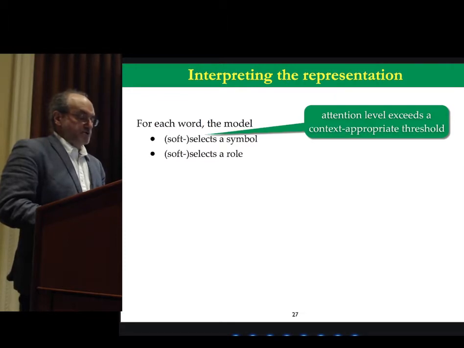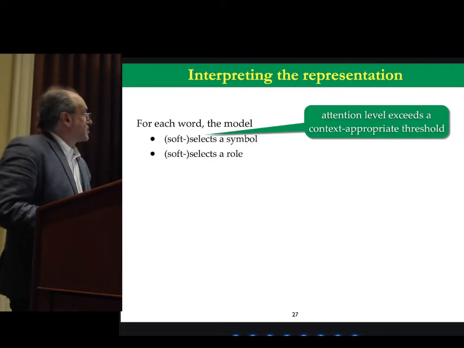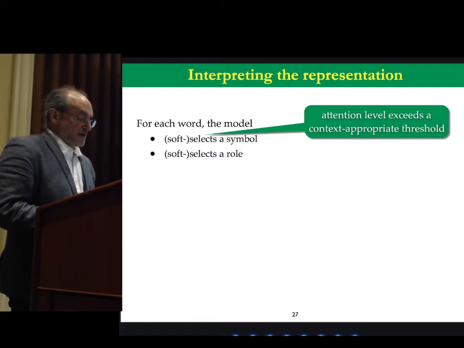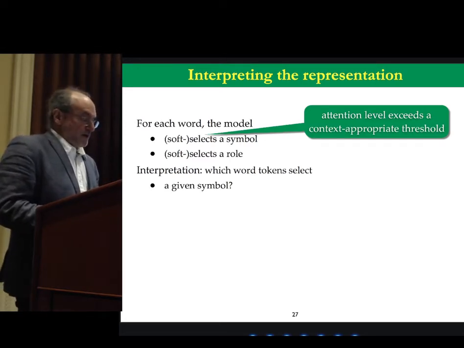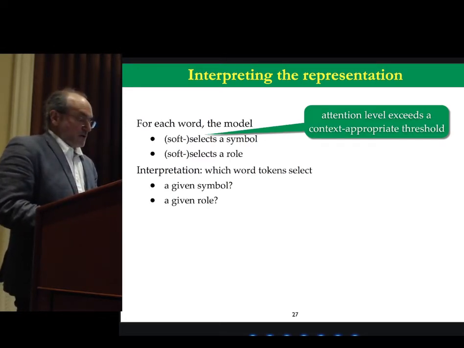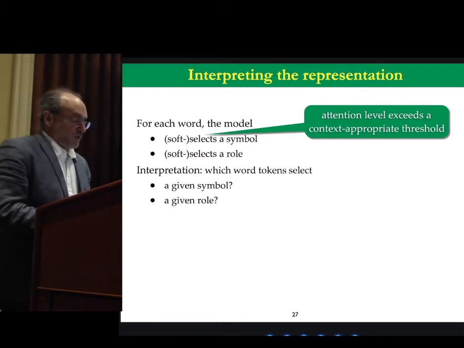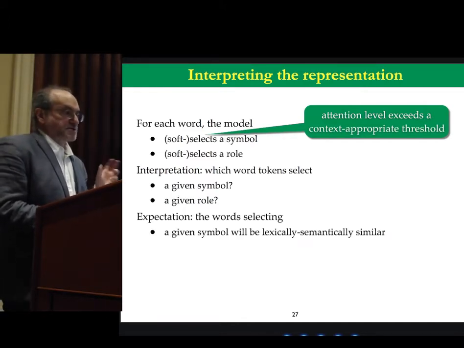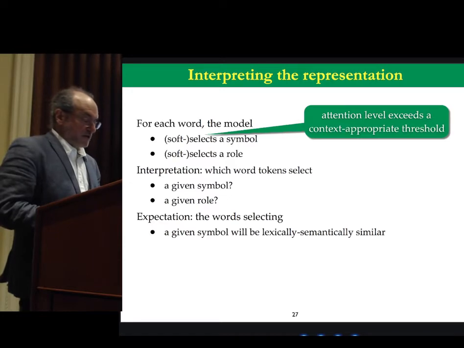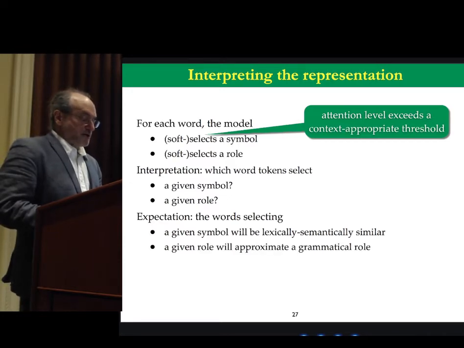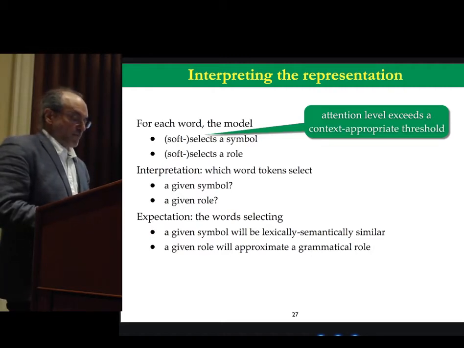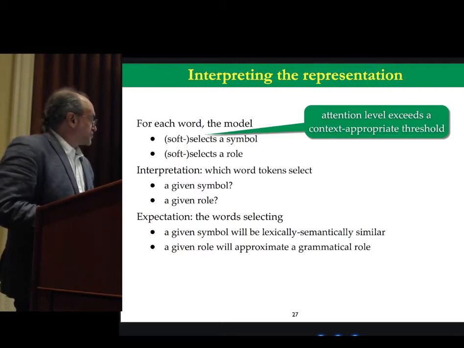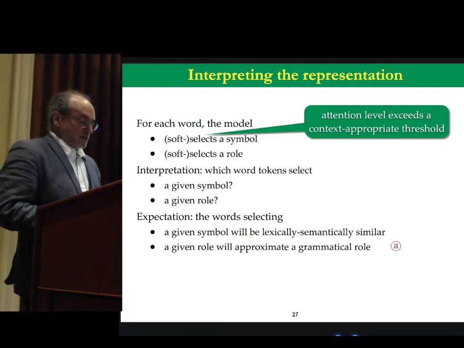Now, our main interest here is in interpreting the learned representations. So we ask which word tokens select a given symbol or a given role. Our expectation was that the words selecting a given symbol will be lexically, semantically similar, have similar meanings, and the words selecting a given role will approximately be those fulfilling some grammatical role. We'll consider the roles first, and then look at the symbols.